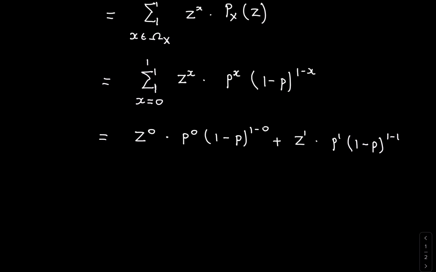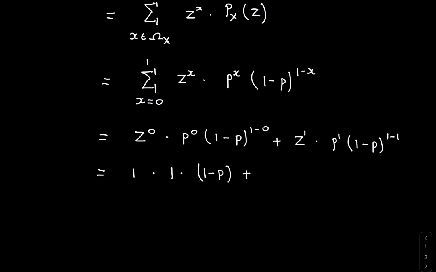1 minus 1. Now if we evaluate these terms one by one, z to the 0, anything to the power of 0 is simply 1. Again, here we've got p to the 0, which is 1, multiplied by (1 minus p) with 1 minus 0 in the power, which is just 1. So you've got (1 minus p) to the power of 1, which gives you simply (1 minus p), and I'm going to keep the brackets there.